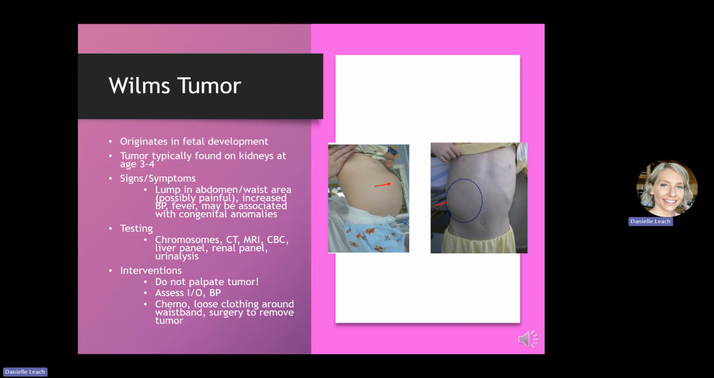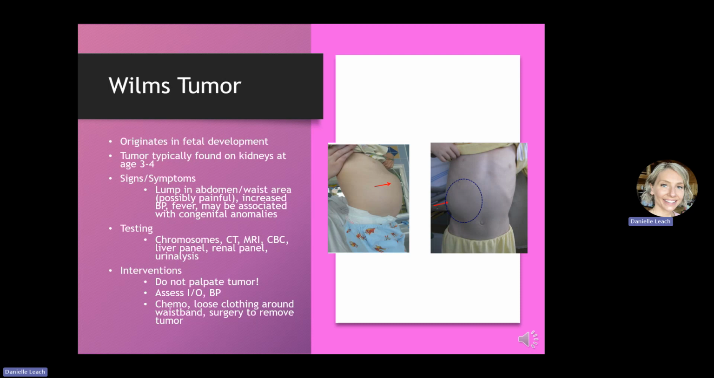So we want the child to also not mess with this lump. We want them to wear loose clothing around their abdomen and waistband area. We also want to frequently assess their blood pressure. Manual blood pressures may be ordered. Assess their intake and output since it's on the kidney.